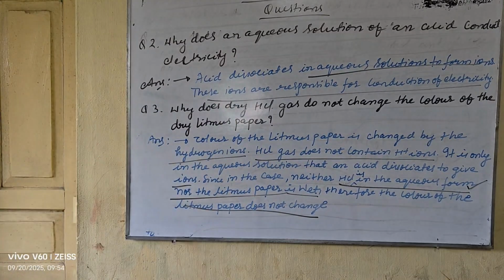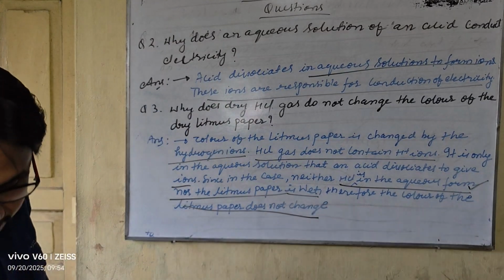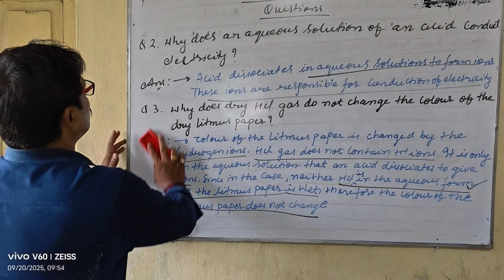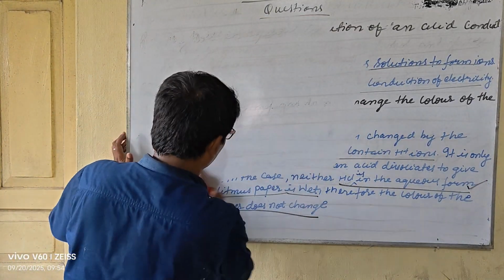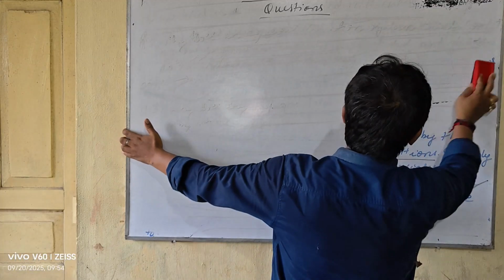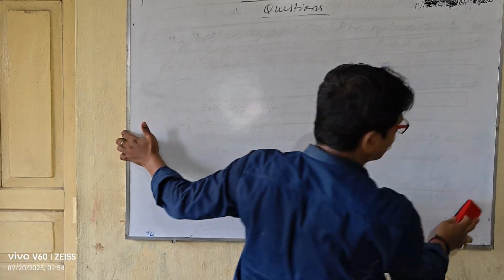Question number 3 this is. And right now the question number 4 and 5. What is question number 4 and what is question number 5? I am going to teach you question number 4 and question number 5.